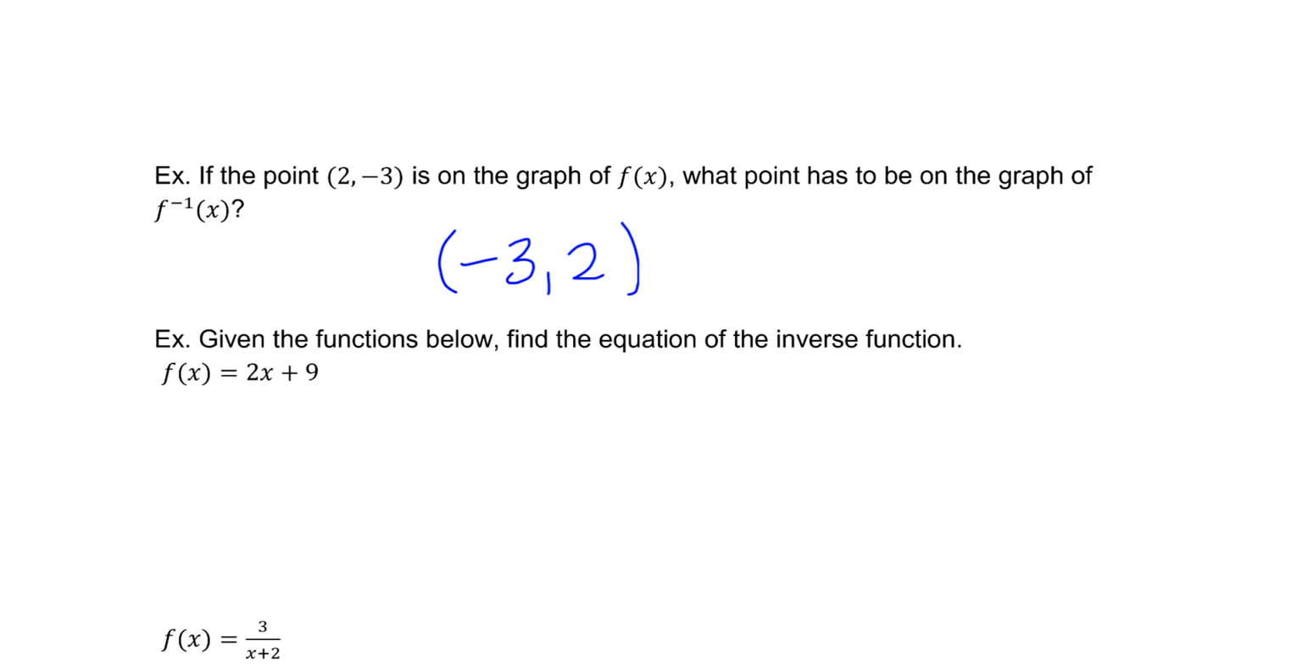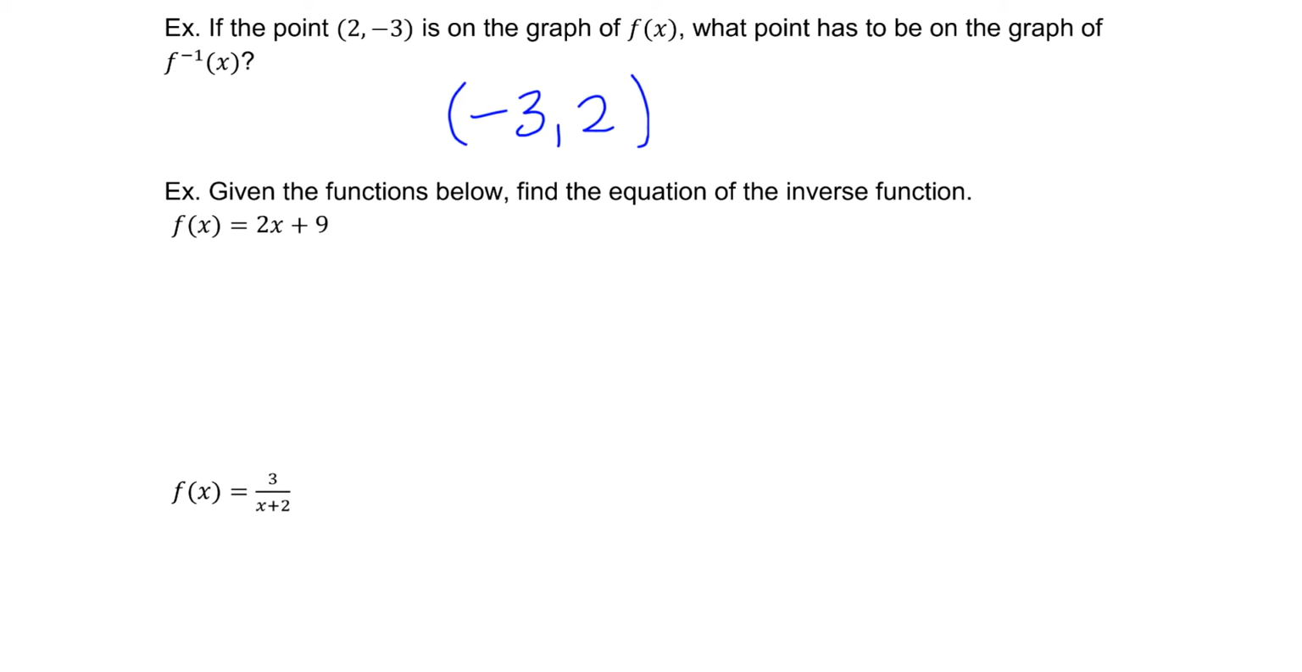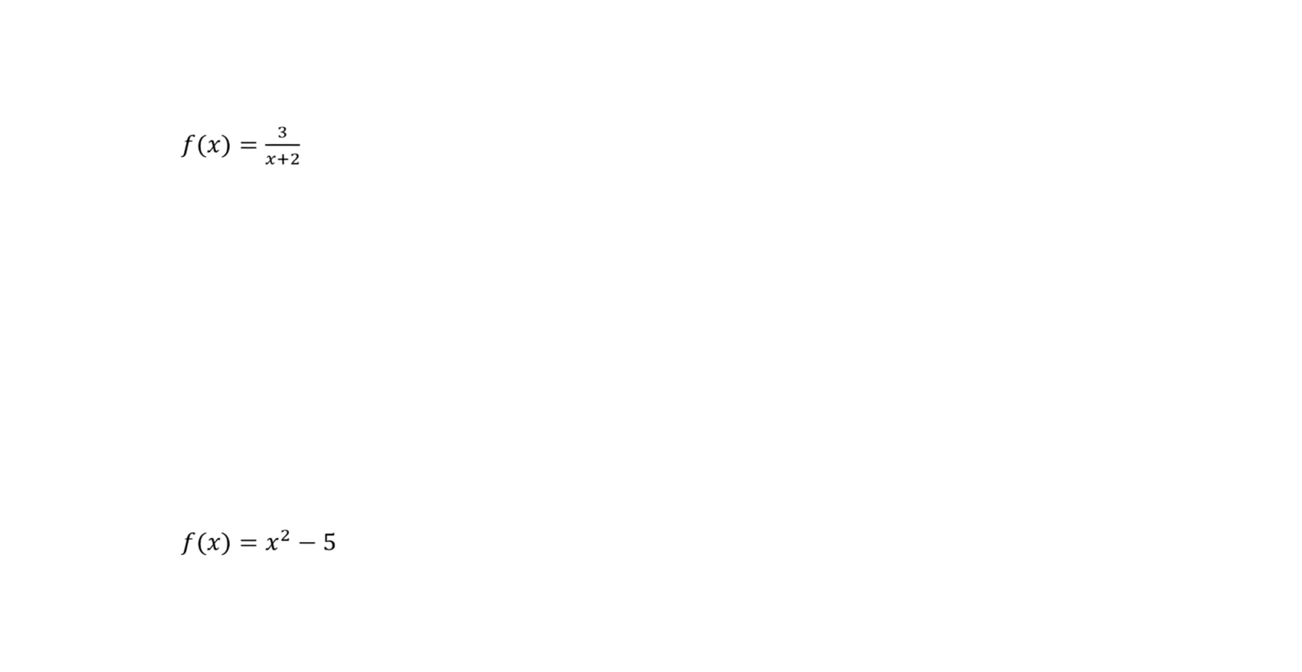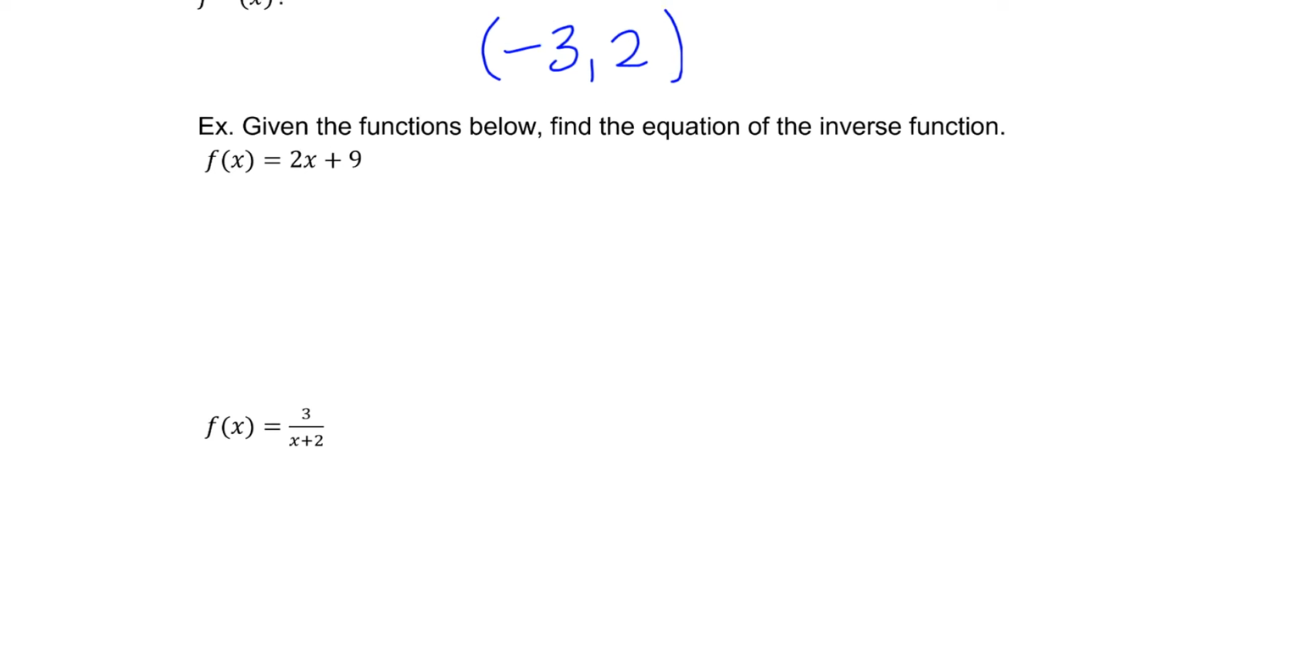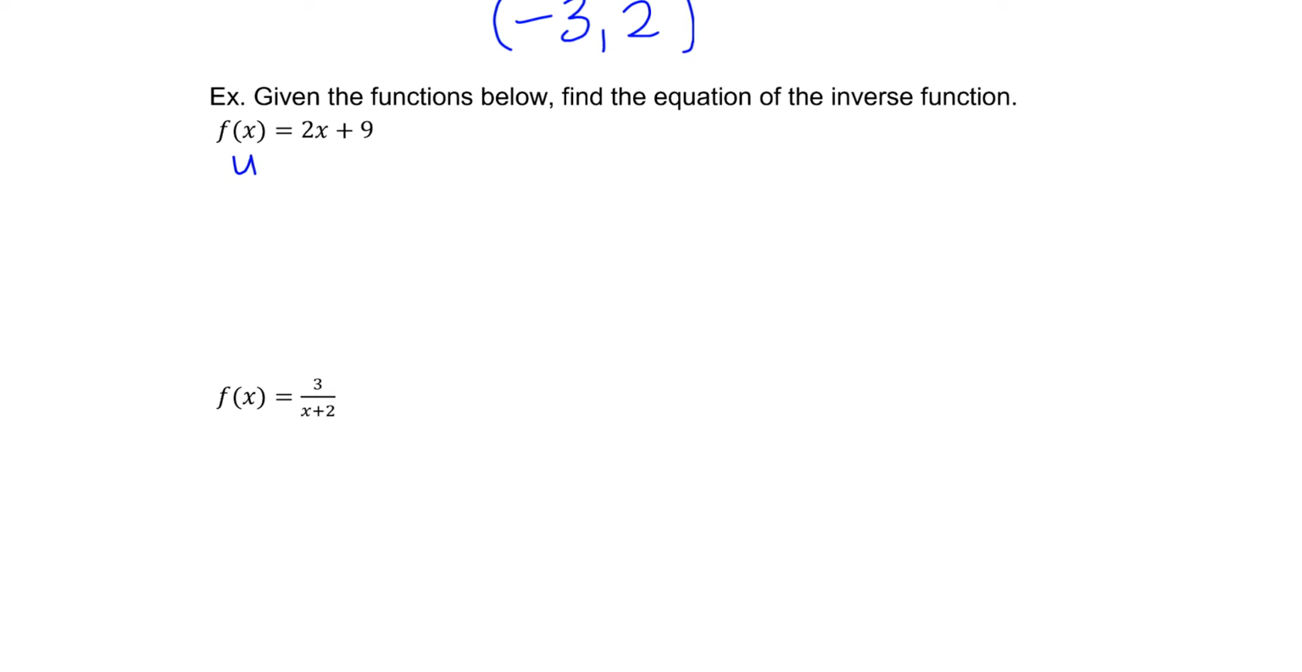So let's go ahead and find equations of inverses. We have three examples here that we're going to be finding the inverses of. So let's start with f of x equals 2x plus 9. So step 1 is to set our equation equal to y. So we're going to have y equals 2x plus 9.